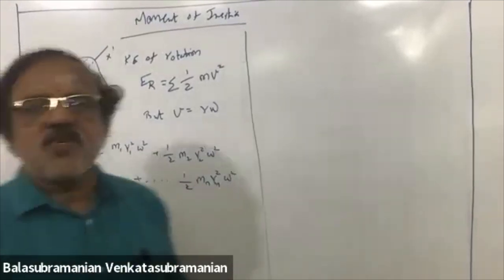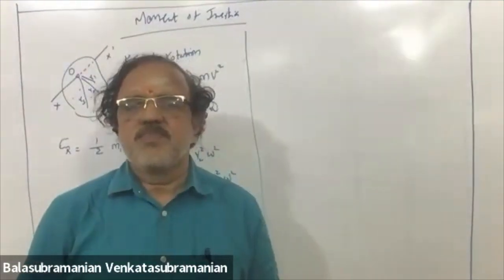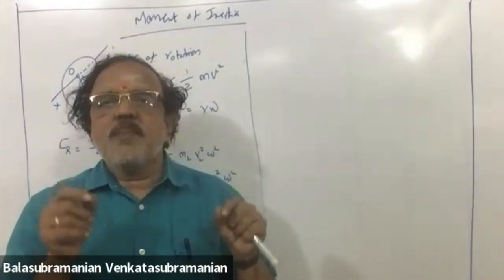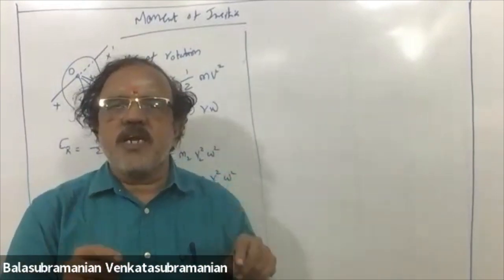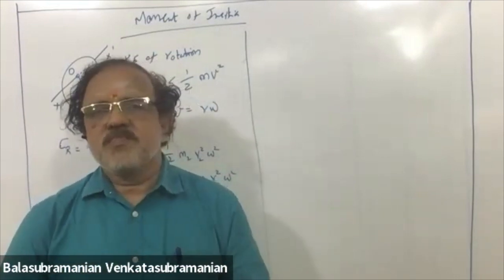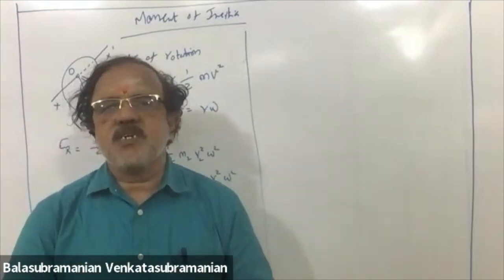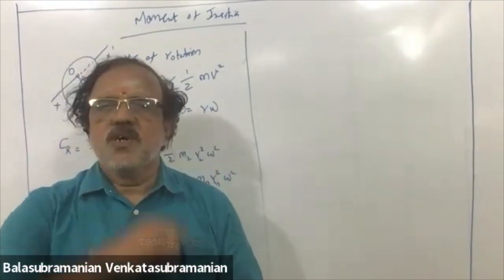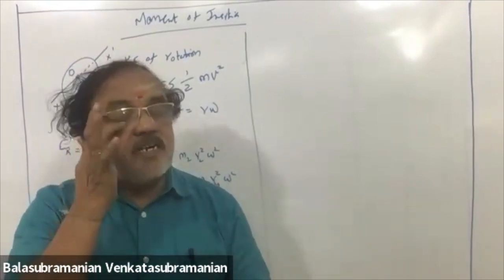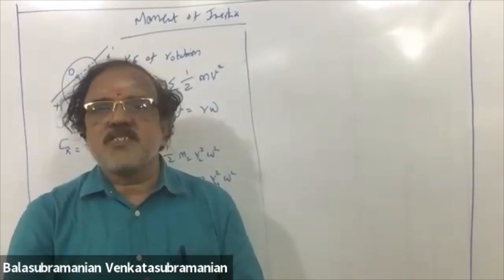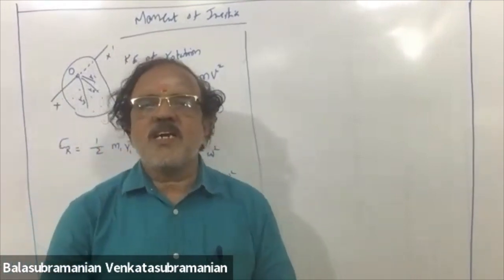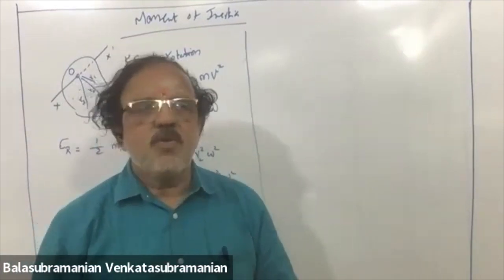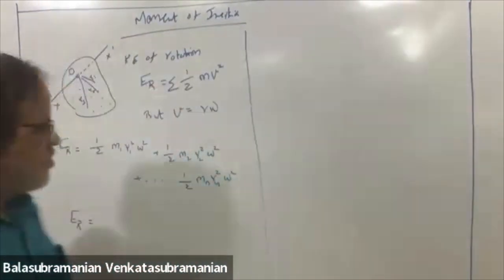Why omega is constant, sir? When the rigid body is rotating, all the particles in the rigid body are rotating at a common speed, at common angular velocity. Omega is called angular velocity. So when the body is rotating about an axis, definitely the angular velocity of the system remains constant. So omega is constant here.